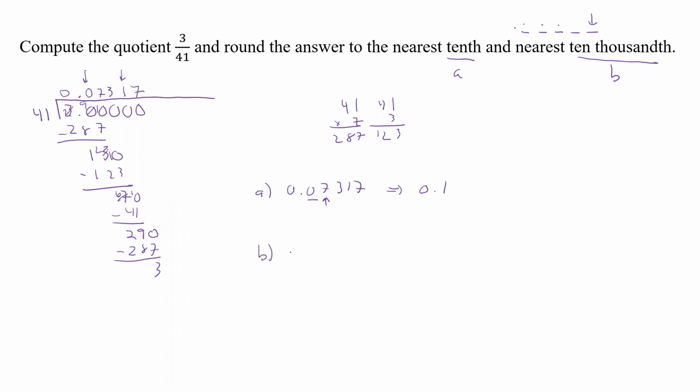Now B, 0.07317, and we want to round to the nearest 10,000th. Well, this one is going to be greater than or equal to 5 as well, and so it's going to round that up. And so we're going to get 0.0732 to the nearest 10,000th. So that's 10th, 100th, 1,000th, 10,000th. And so that would be our answer for that one.